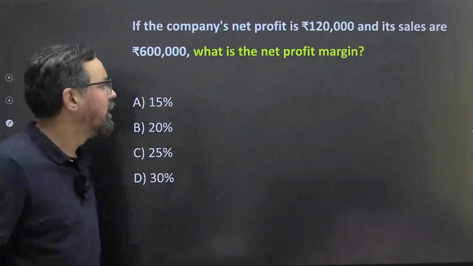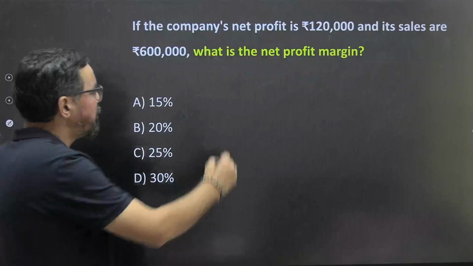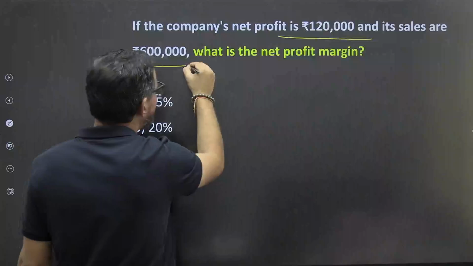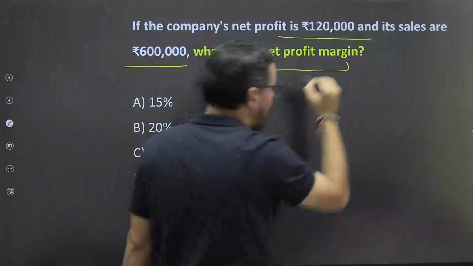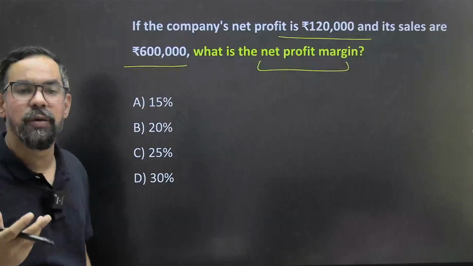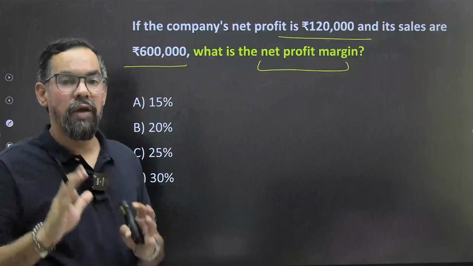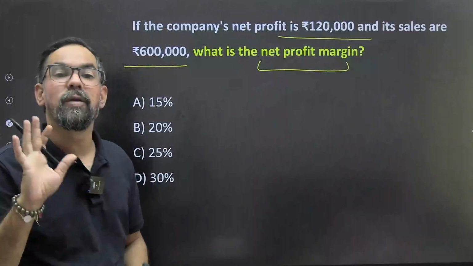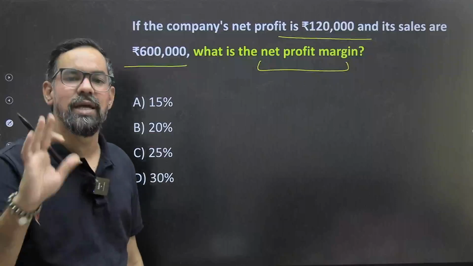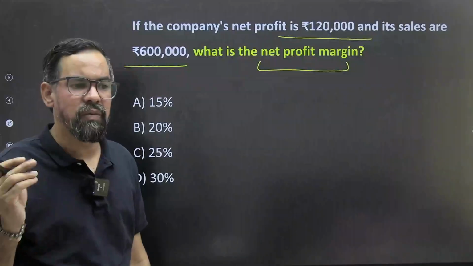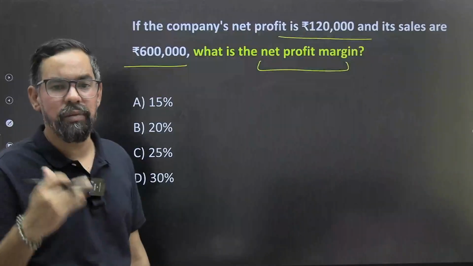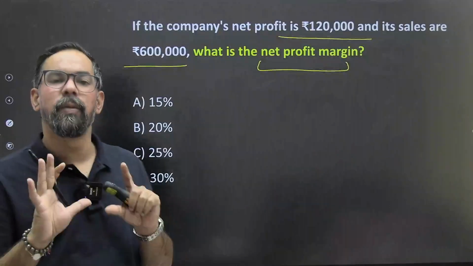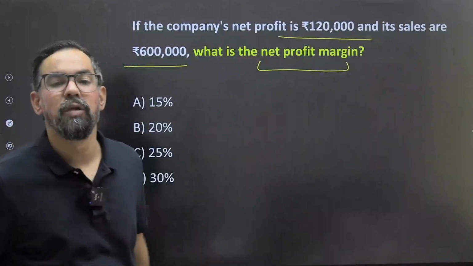So now, if the company profit is 1,20,000 and the sale is 6 lakh, what is the net profit margin? So while you study these particular things, you have to study these ratios, and you have to remember them. I'll not suggest any sort of rote learning, but how you can memorize them is with practice. Okay? I'll share a formula sheet. Just keep that handy. With that one, you will be able to solve these.